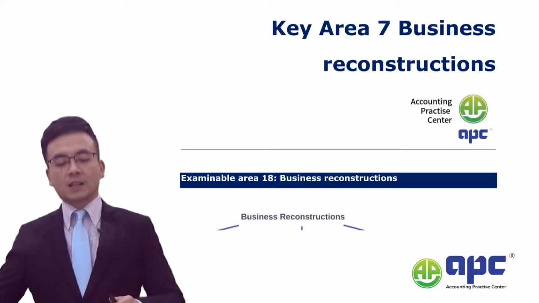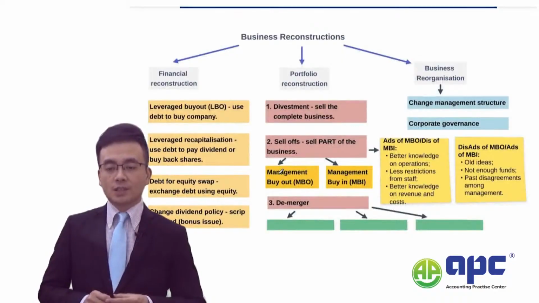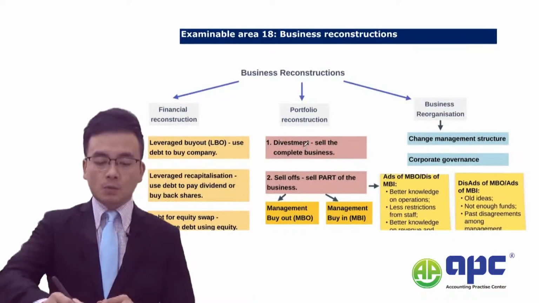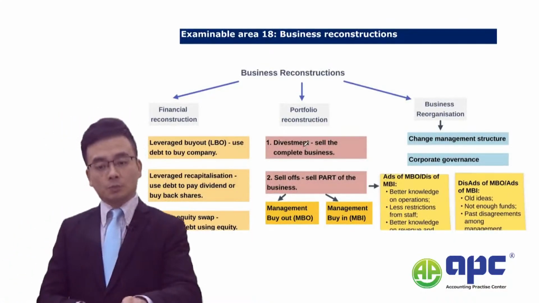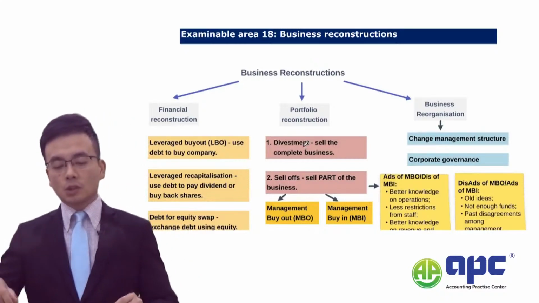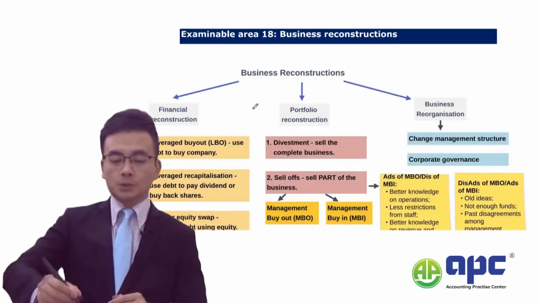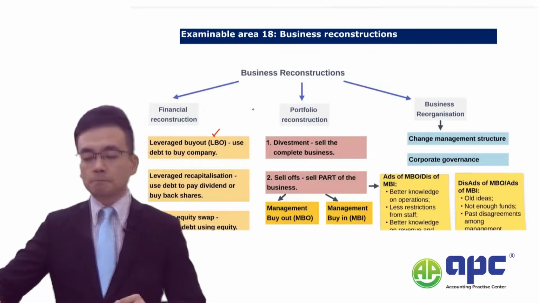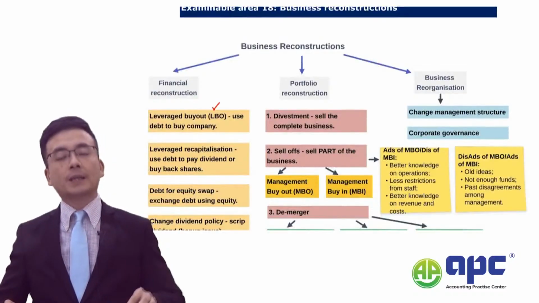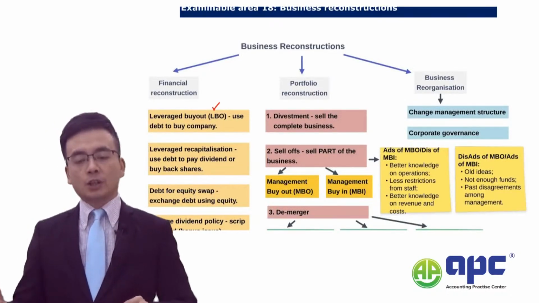So that's why, according to example area number 18, when talking about business reconstructions, that could be divided into 3 areas. Firstly, we are focusing on the financial part, which means the financial reconstruction here. So we will need to think about using, for example, debt to buy another company rather than using all of our remaining cash. So you can use gearing to leverage the returns that we could have got.